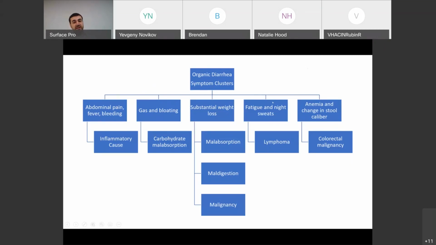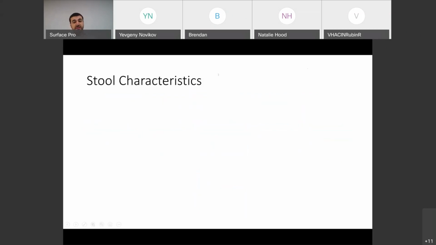Fatigue and night sweats could be a sign of something rare, like a GI lymphoma, in the setting of diarrhea. And then anemia and change in stool caliber obviously makes you think of colon cancer. So good to keep these symptom clusters in mind. The stool characteristics themselves matter as well.